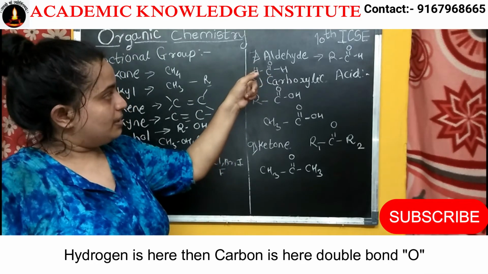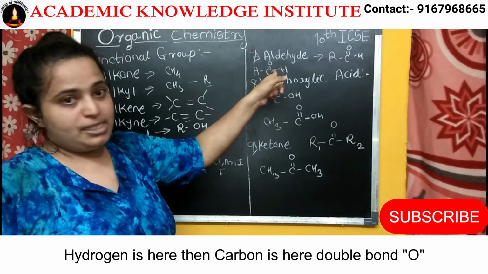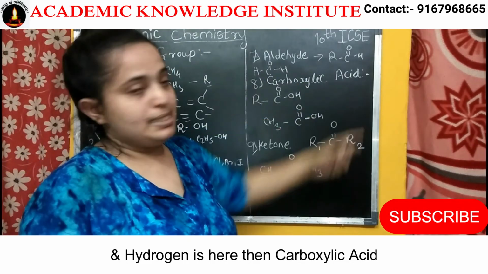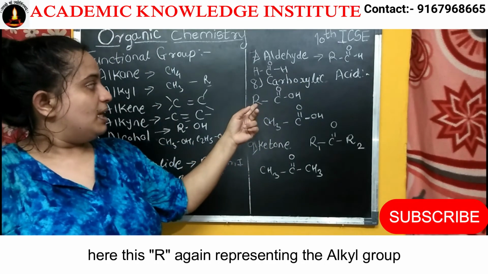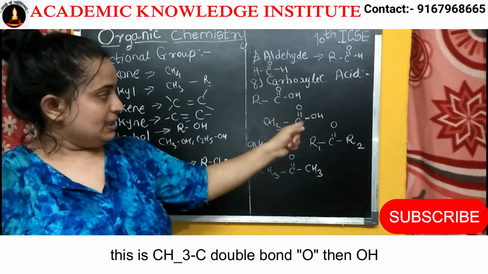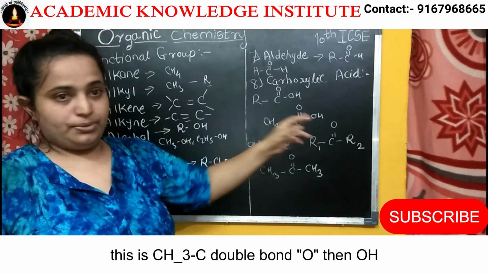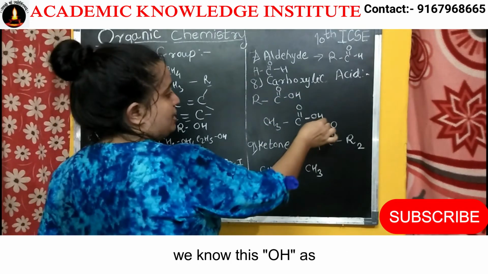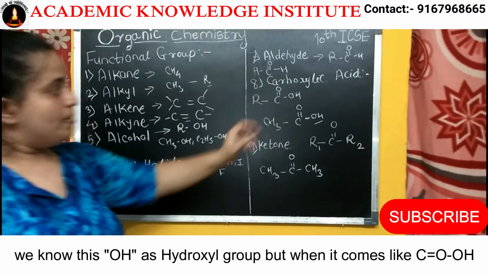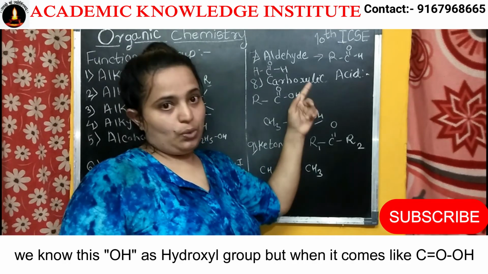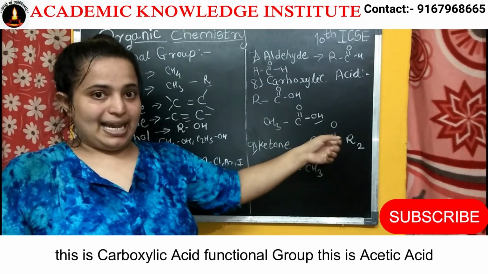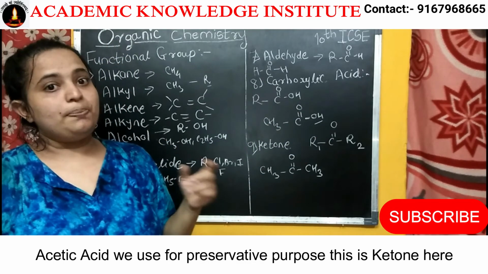Hydrogen is here, then carbon is here, double bond O, and hydrogen is here. Then carboxylic acid. Here this R again represents the alkyl group. This is CH3 C double bond OH. Okay. Here this OH is like alcohol. We know this OH as a hydroxyl group, but here when it comes like C double bond OH, this is the carboxylic acid functional group. This is acetic acid. Acetic acid we use for preservative purposes.